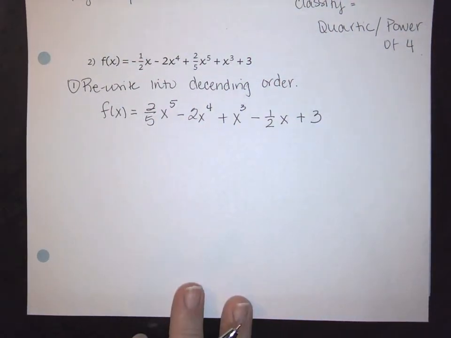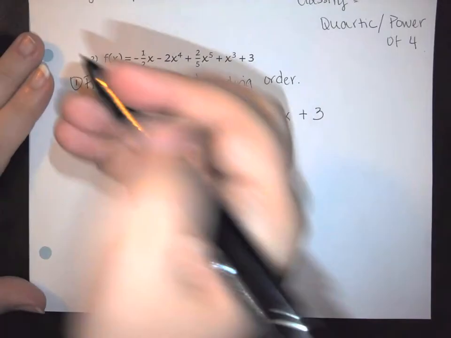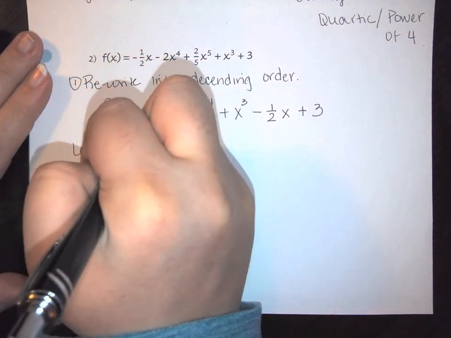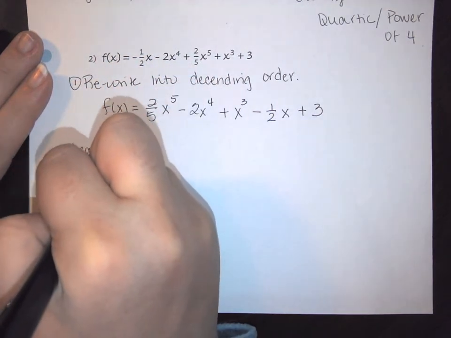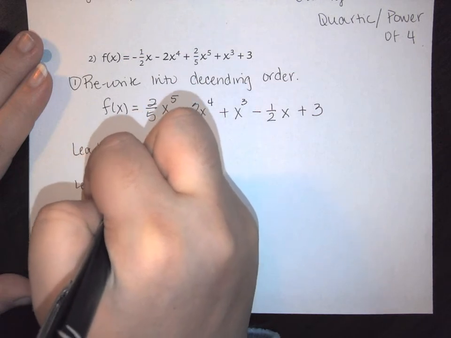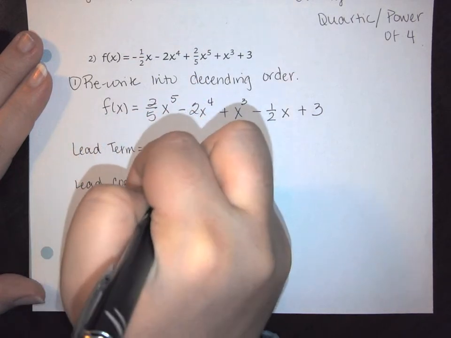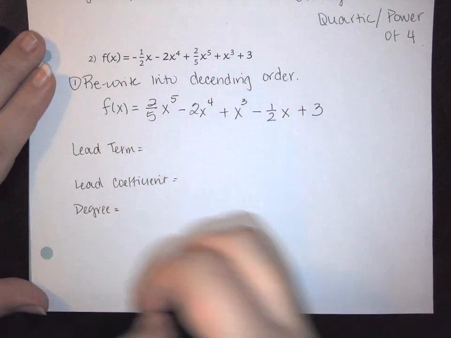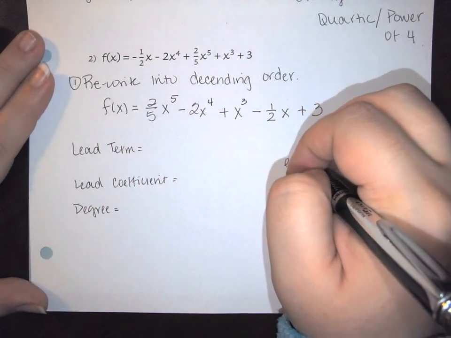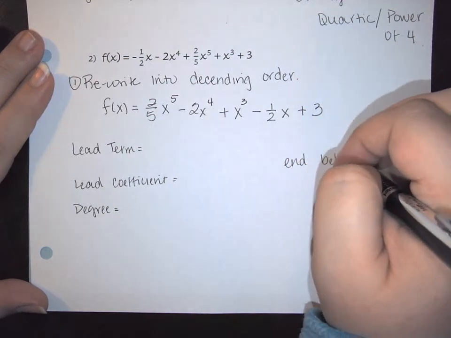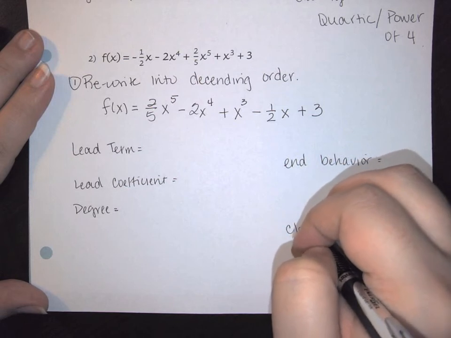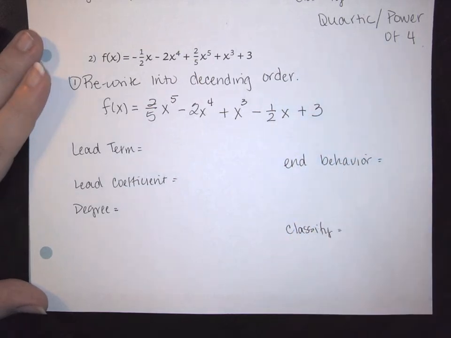Once we rewrite everything into descending order, we can do the same thing we did before, which is identify all the pieces. So again, we need to know your leading term, your leading coefficient, your degree. Then we need to look at the end behavior, and lastly, classify it. So let's go ahead and do that.